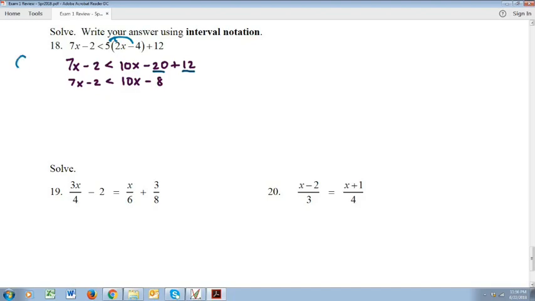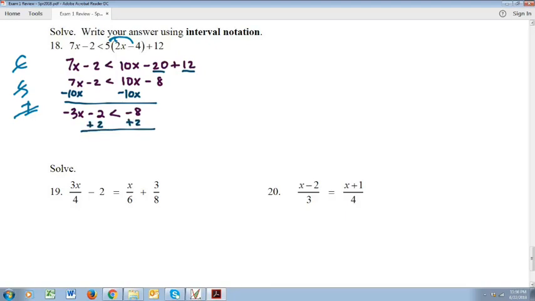So really I'm just using CSI here. I didn't have any fractions to worry about. I simplified everything that I could. Now I need to get x on one side only. That's what the I is for: isolate x on one side. So let's get rid of that 10x. With inequalities, I like to keep my x on the left. So let's subtract 10x on both sides, and we'll get negative 3x minus 2 is less than negative 8.